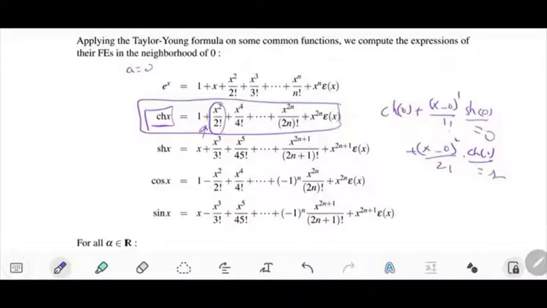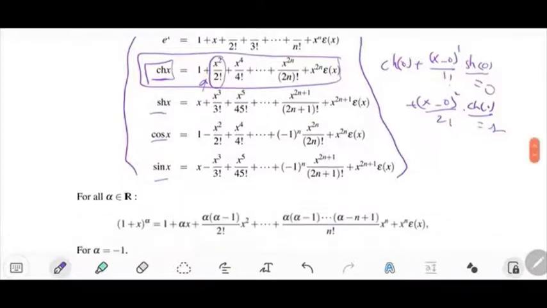The same thing can be done for sh x, cosine x, sine x. So sh x is equal to x plus x^3 over 3 plus etc. You only have the odd terms. Cosine x, you have only the even terms, but you have plus minus signs on the terms. And for sine x also you have the odd terms with alternating signs, so plus minus. Okay, so these functions and their expansions, you should memorize them, because you should not calculate the Taylor-Young formula each time. You should be able to put them very fast to make your calculations. So you should study these expressions.